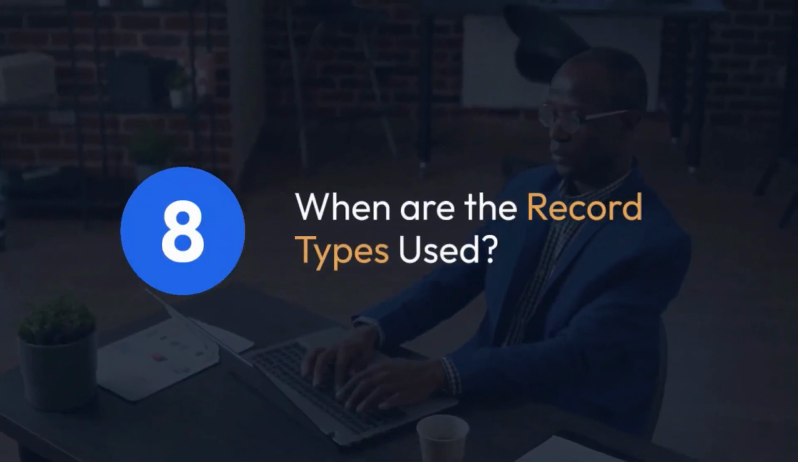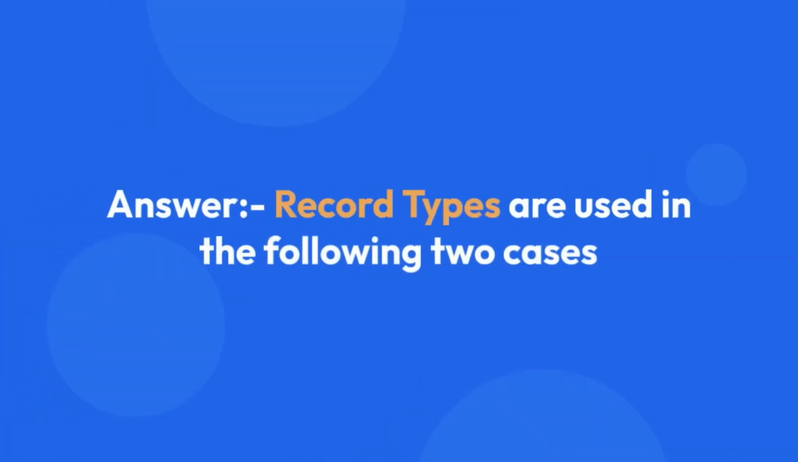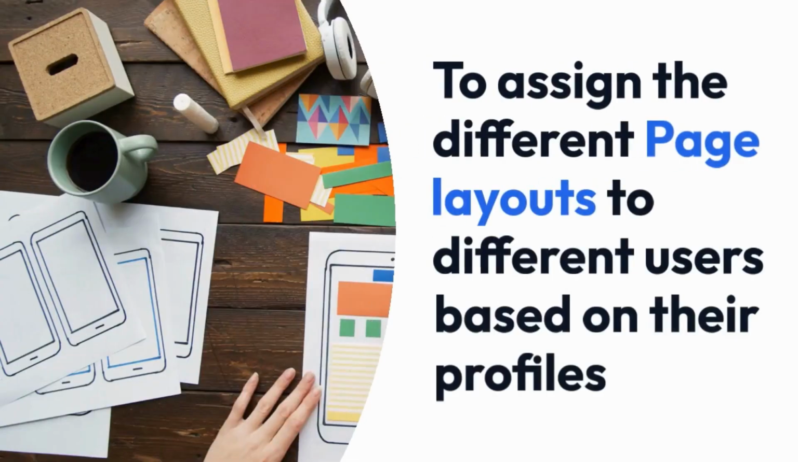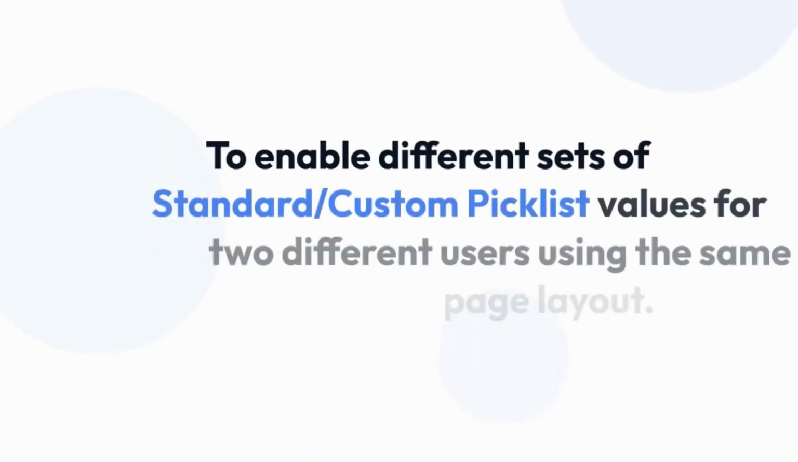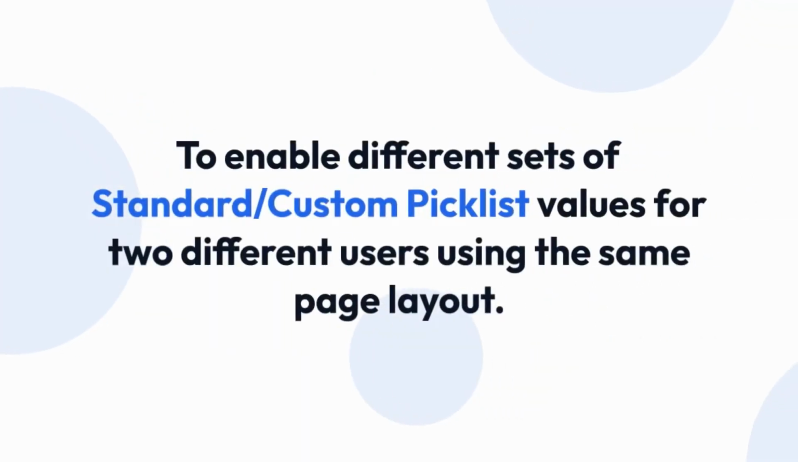8. When are record types used? Answer: Record types are used in the following two cases. To assign different page layouts to different users based on their profiles. To enable different sets of standard and custom picklist values for two different users using the same page layout.